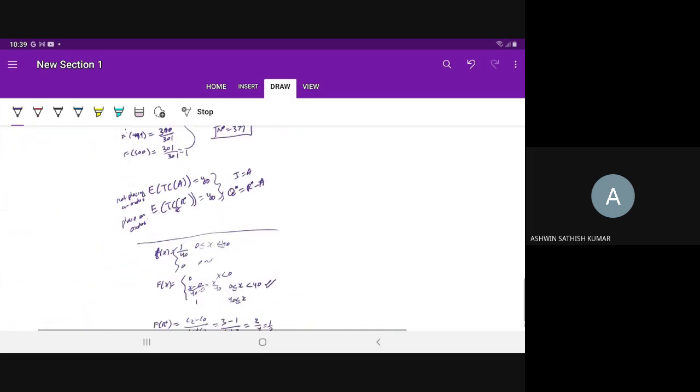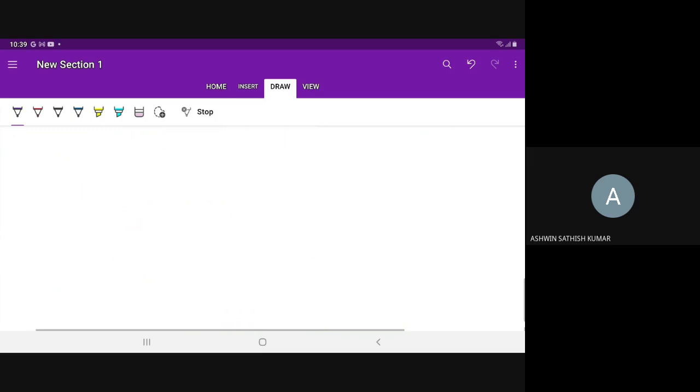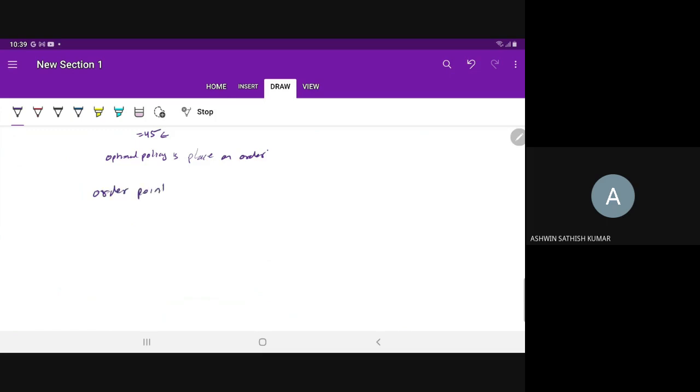So in this case, you have to determine the order point. Order point, that is the A. So I have told you order point is what? ETC A is equal to ETC R star, because at the point A we have the expected total cost equal to the expected total cost, that is the Y naught. So what is the ETC A?